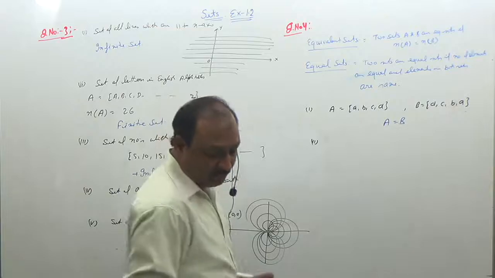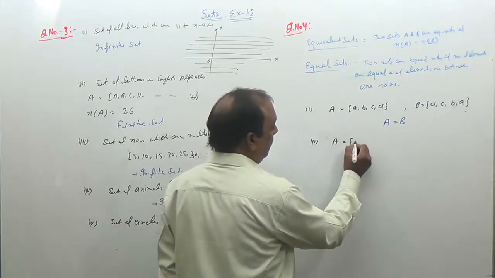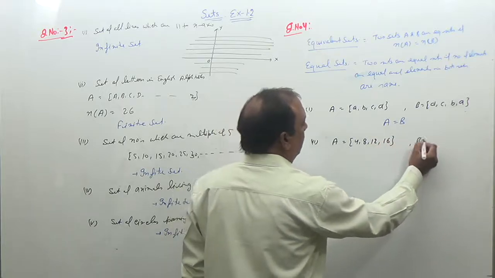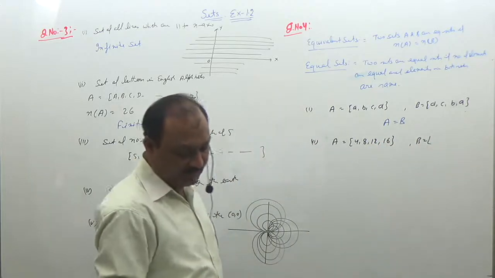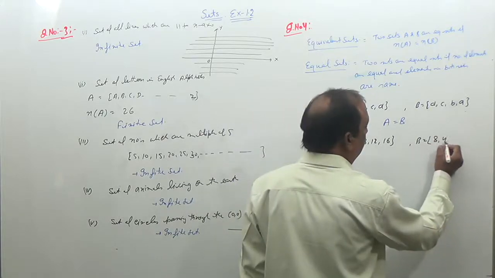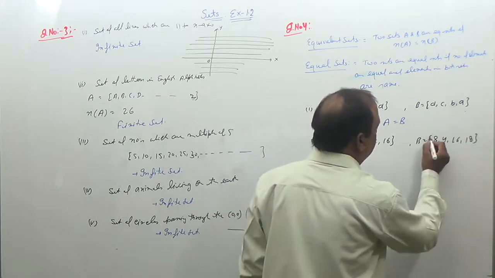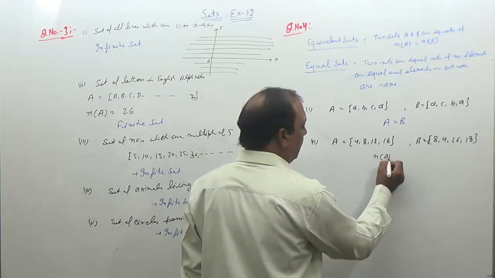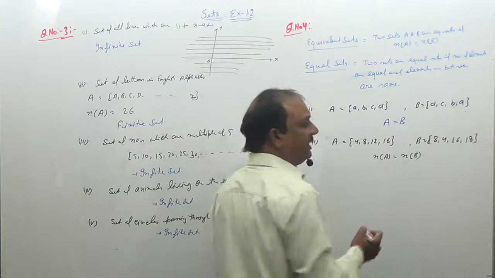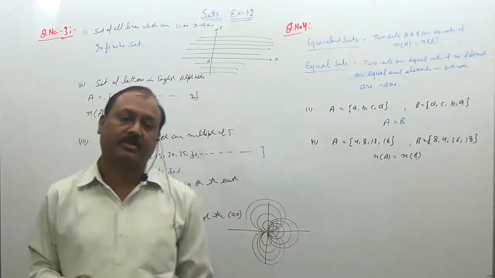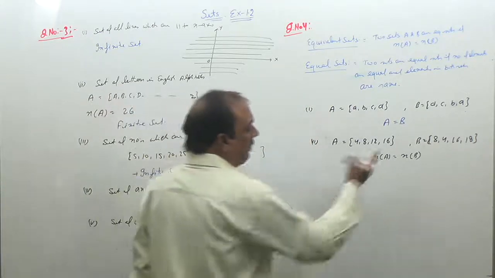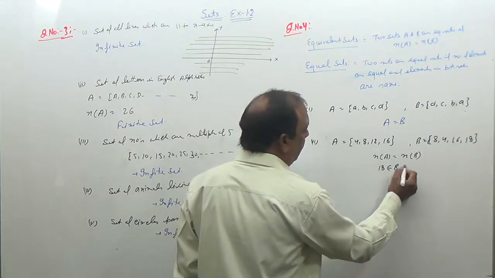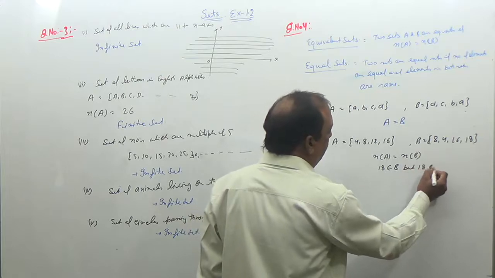Second part is: set A is 4, 8, 12, 6, 16 and set B is 8, 4, 16, 18. So there is only one condition followed, that the number of elements of set A is equal to the number of elements of set B. But the second condition is missing: 18 belongs to B but 18 does not belong to A.